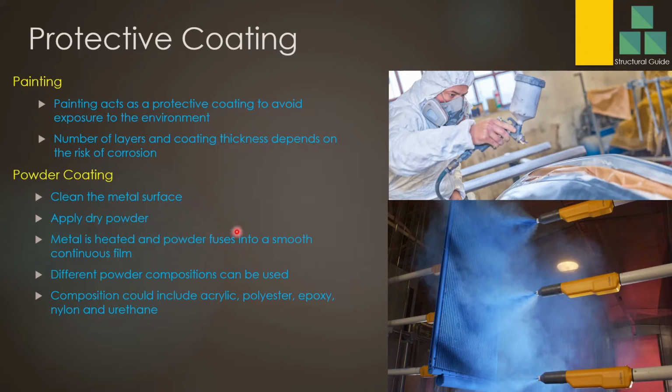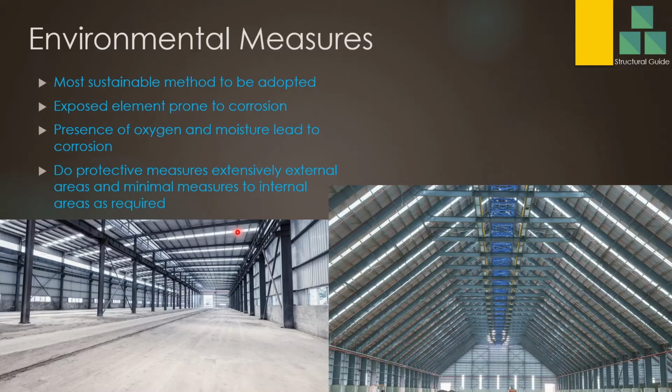Then we will heat it up. The powder will be applied on the surface, then it will be heated. Then the powder will build a smooth firm film over that surface. It's like a paint, so the steel is not exposed, and we have a different appearance with these powder coatings.